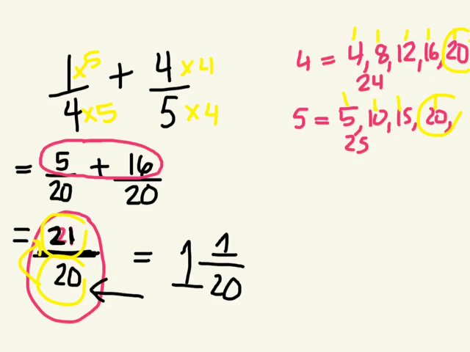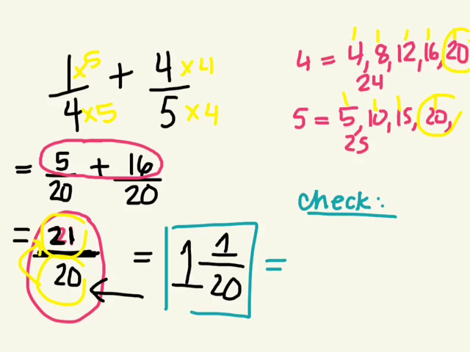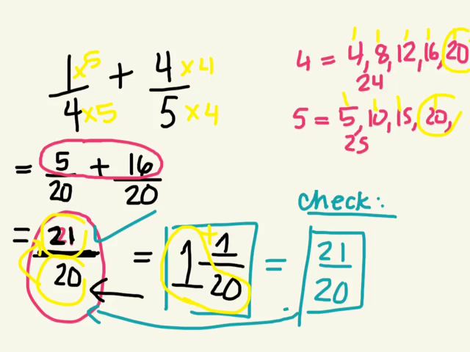We can work backwards. So let's check. Let's put our mixed number now back into an improper fraction, just to see if we get the same answer. So how do you turn a mixed number into an improper fraction? You multiply the denominator by the whole number, good, and then you add the numerator. Right, so 20 times 1 is 20, plus 1 is 21 over 20, and that was the original question, so all of these statements are equal.